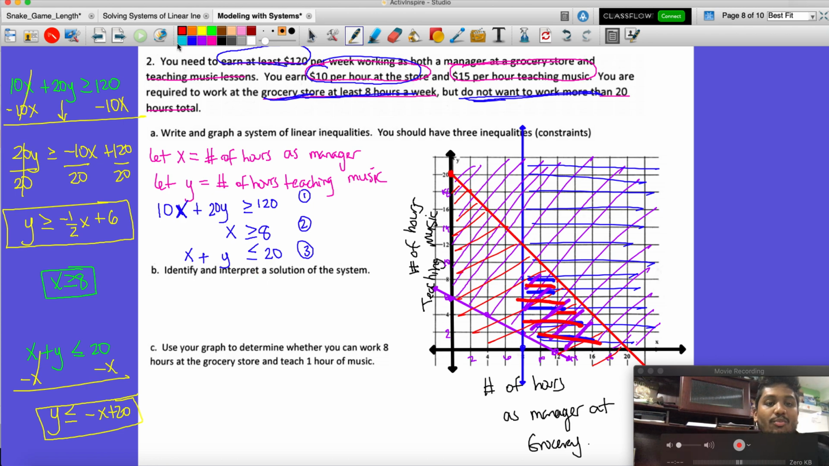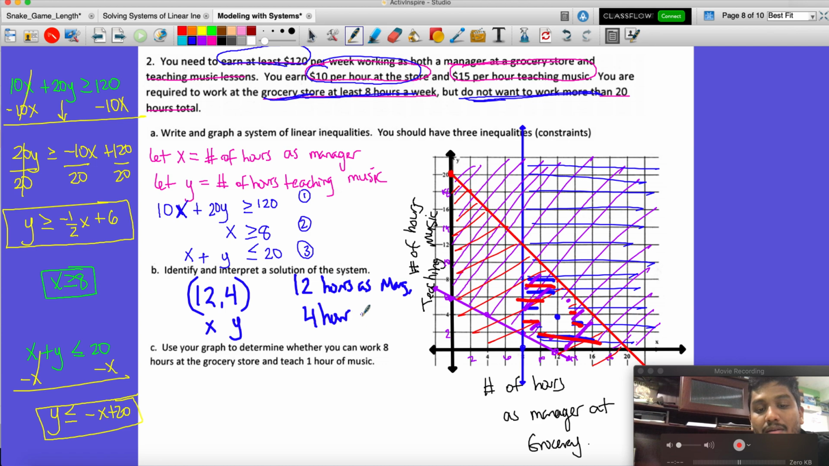And it says now we need to identify a solution. So we need to choose a coordinate in here. Because I can't see anything about what I just did, I'm literally just going to erase a little spot there and choose a point. Let's choose this point. This point is 12, 4. Okay. Now you can't just write a coordinate. You have to actually talk about it. So the 12 is sitting in the x and the 4 is sitting in the y. X was the number of hours as manager, so it's 12 hours as manager, and then 4 hours as music teacher.